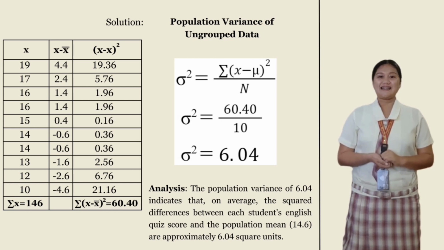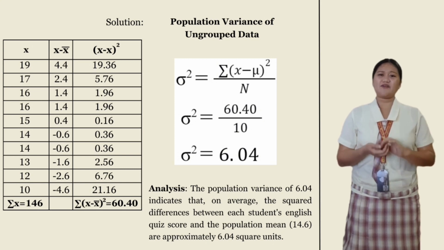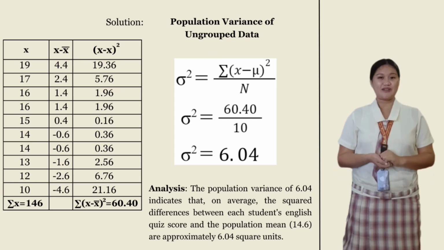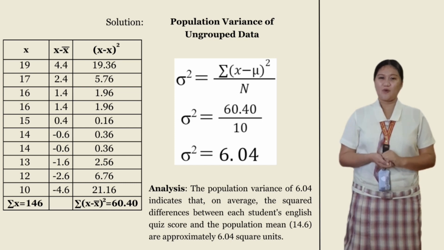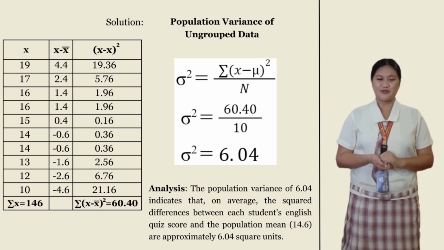The analysis is the population variance of 6.04 indicates that on average, the square difference between each student's quiz score and the population mean of 14.6 is approximately 6.04 square units. This measure quantifies the spread or variability of the quiz scores in the entire population of students.